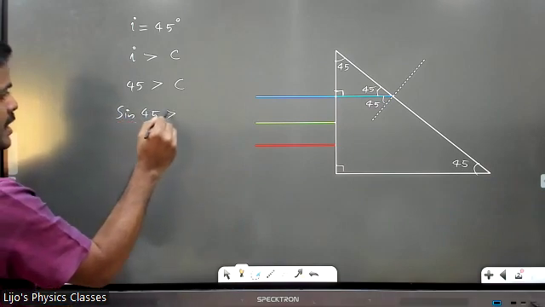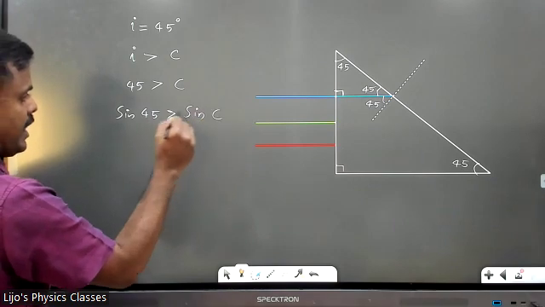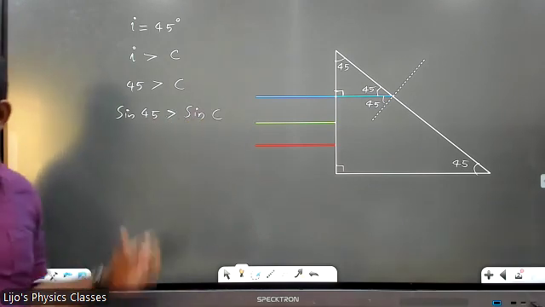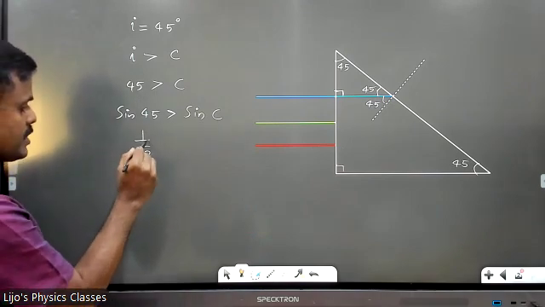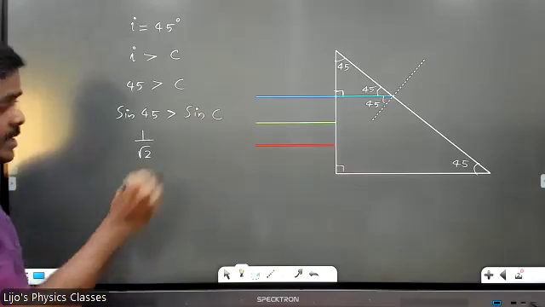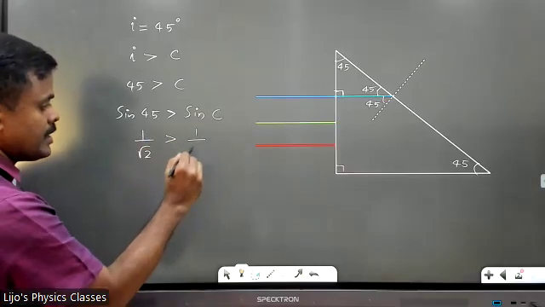Sine 45 is greater than sine C. I took sine on both sides, okay? Sine 45 is greater than sine c. What is sine 45? 1 by root 2. Sine 45 is 1 by root 2, which is greater than sine c, which is 1 by n.